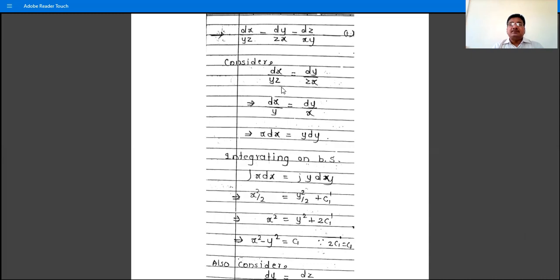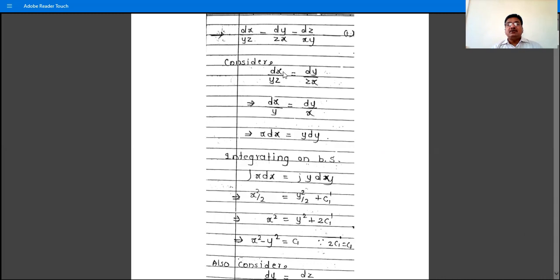In order to solve a first order and first degree differential equation, we already studied in the FYBSc class the differential equations of first order and first degree. There are different types of them. The first one is variable separable form. And then homogeneous differential equation, non-homogeneous differential equation, linear differential equation, Bernoulli's differential equation, exact differential equation. These are the types of differential equation of first order and first degree.